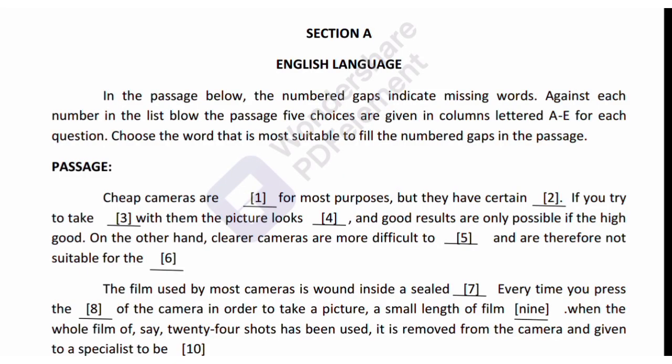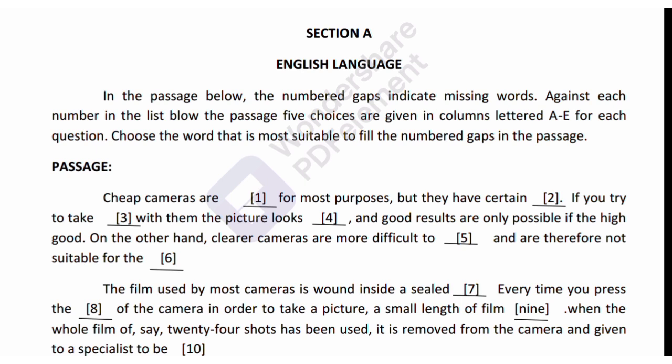Okay, so the passage says in English, say in the passage below, the number gap indicates missing words. So you're going to fill the missing words over there in the passage. Okay, so the missing words is what you fill. Say letter A to E for each option. Choose the word that's suitable for the number and the gaps in the passage.